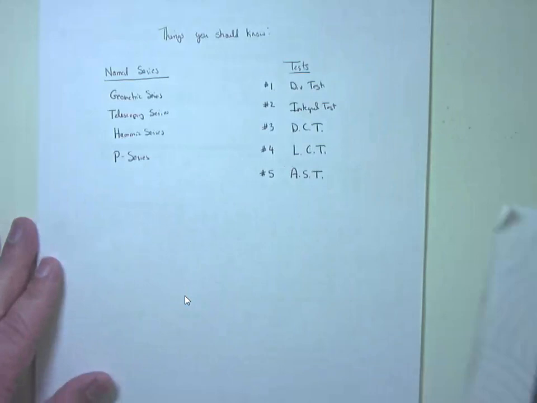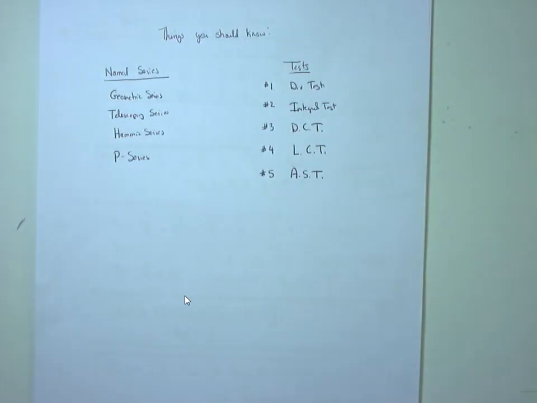Things you have memorized thus far: name series. You have got the name series of geometric, telescoping, harmonic, and the P series. The tests you are up to are, number one, the divergence test, number two, integral test, number three, the direct comparison test, number four, the limit comparison test, and the one we were working on last was number five, the alternating series test. And what we were doing was the alternating series estimation theorem.